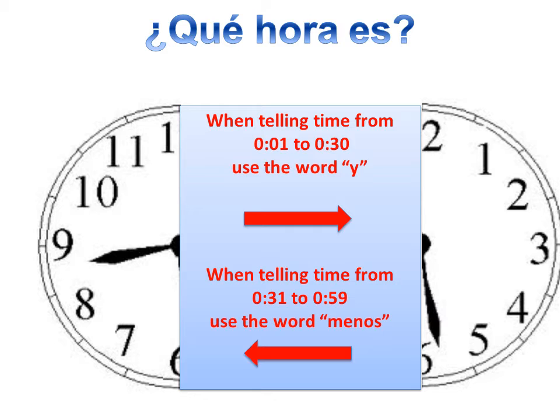When telling time from 31 minutes to 59 minutes, you're going to use the word menos. Okay, so basically what you're going to do is add the minute to the hour on the right-hand side of the clock. On the left-hand side of the clock, you are going to round up to the next hour and then subtract the time using the word menos. We're going to practice, okay, so if you don't understand exactly what I'm saying right now, you will.